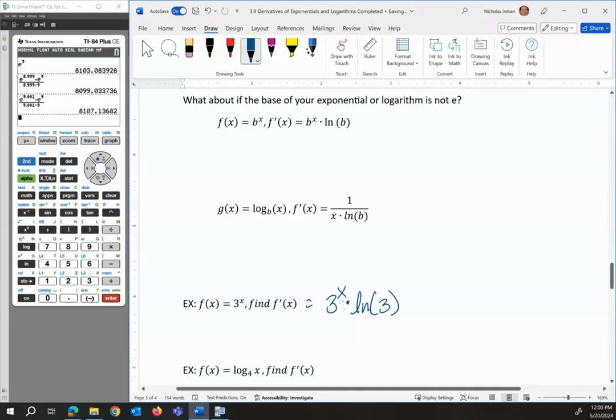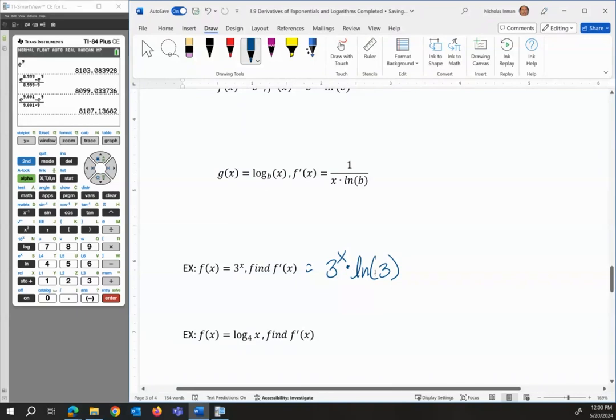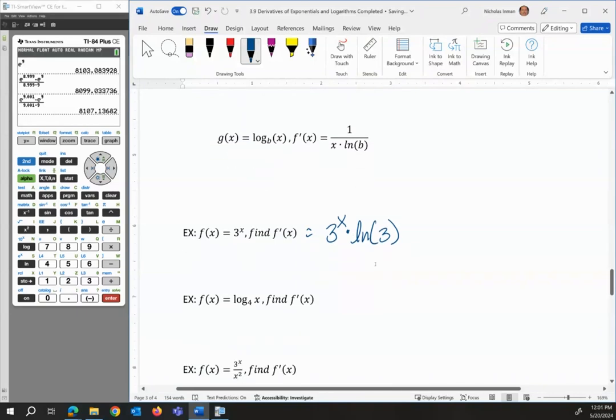So the derivative of something other than e to the x, 3 to the x, for instance, is still 3 to the x, but times the natural log of 3. That's a constant, not a variable, but you do have to kind of chain it on.